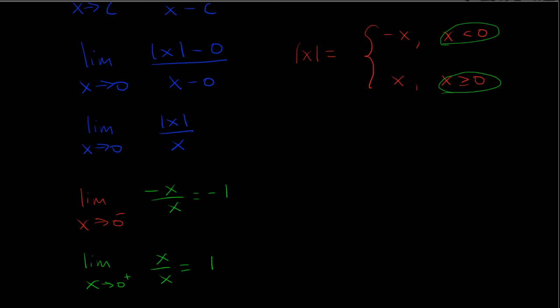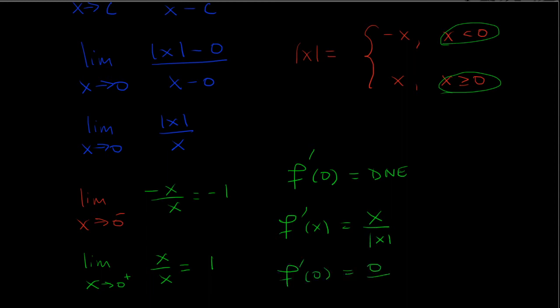One thing to notice is the left-hand and the right-hand limits do not equal each other. So the derivative at x equals 0 does not exist. And that's obvious because the derivative is x over the absolute value of x, and when I plug in 0, I'm really dividing by 0. You can't do that. So the derivative there does not exist.